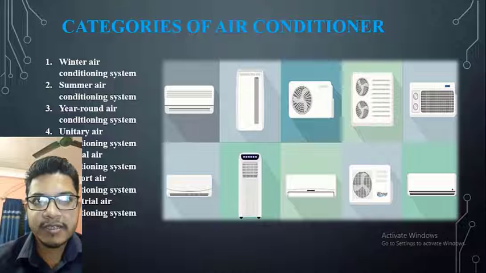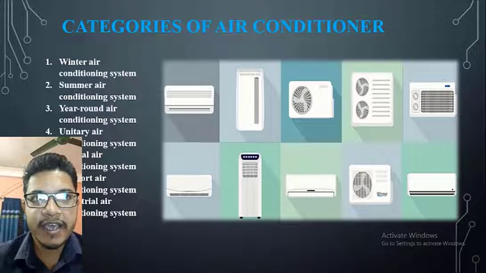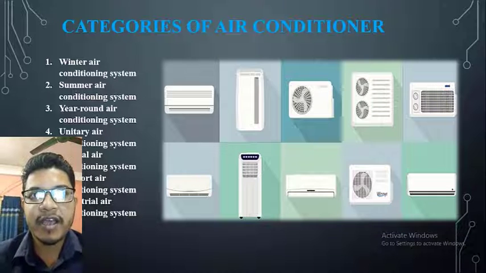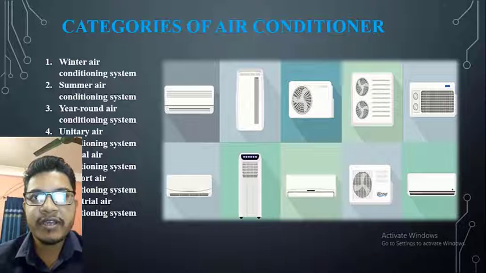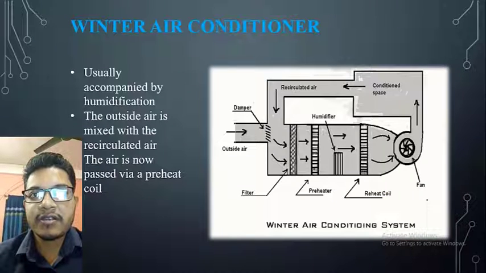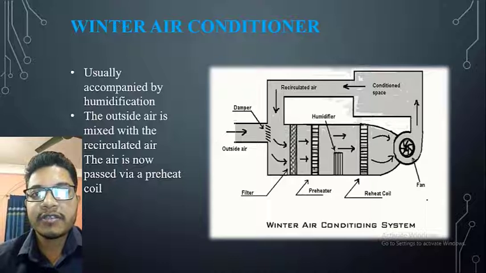Assalamu alaikum, sir. Air conditioning systems have 7 different categories. They can be classified according to the purpose, according to the region of the air, and according to the arrangement of the equipment. They are: winter air conditioning system, summer air conditioning system, year round air conditioning system, unitary air conditioning system, central air conditioning system, comfort air conditioning system, and industrial air conditioning system.